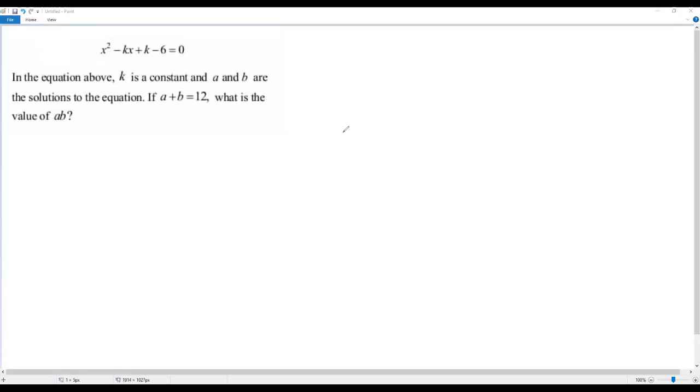Here we have a SAT math problem. Okay, let's go to the question. x² − kx + k − 6 = 0. In the equation above, k is a constant and a and b are the solutions to the equation. If a + b = 12, what is the value of a times b?